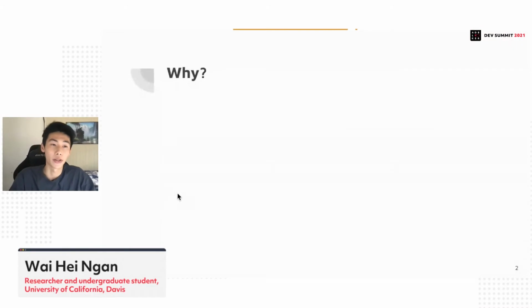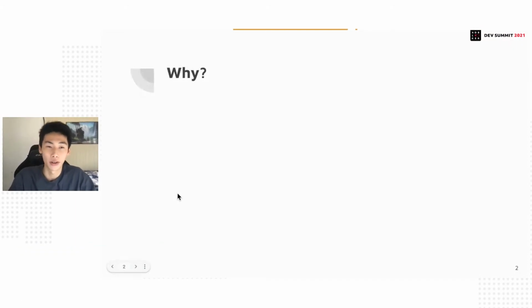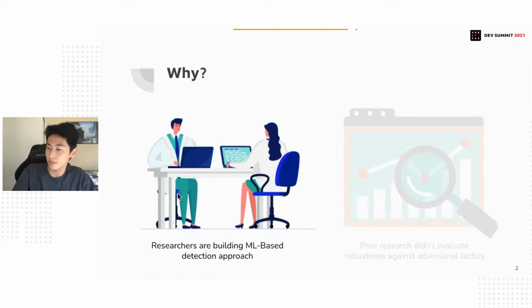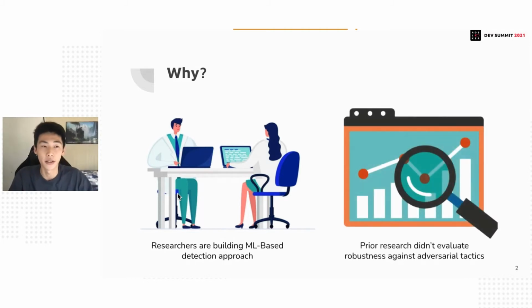So first, why do we want to know if machine learning-based browser fingerprinting detection is robust to obfuscation? Researchers are building machine learning-based detection approaches to detect various types of tracking behaviors, including browser fingerprinting. Second, the focus of prior research is on evaluating accuracy but not on the robustness against adversarial tactics that are commonly used in the ad blocking arms race.